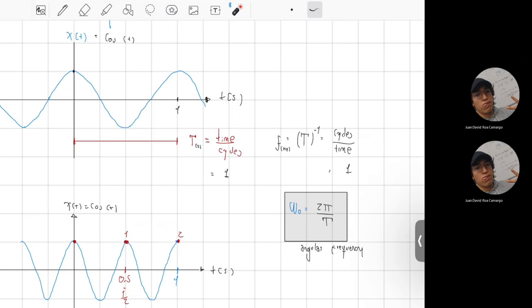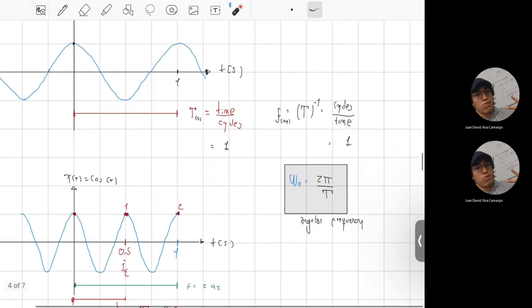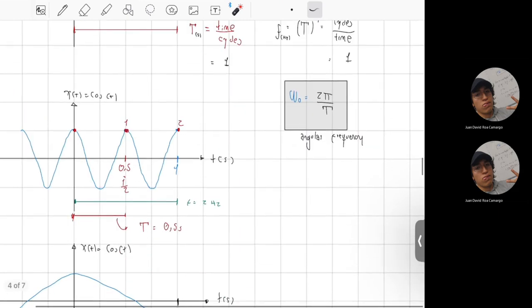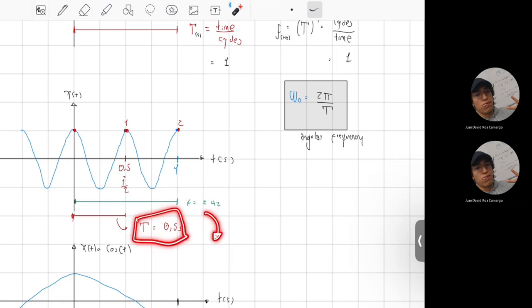So in 1 second, this phenomenon occurs one time. This is why both the frequency and the period are the same in this case. If we move on to this one here, we can see that it has doubled. I mean, we have seen the same effect 2 times in 1 second. So in this case, the frequency will increase while the period will decrease.